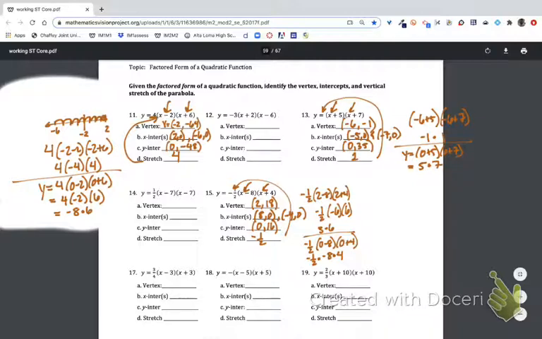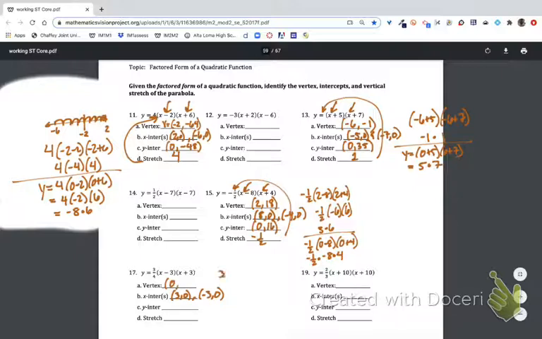One more here, because this is just that much fun. Number 17, X-intercepts, (3, 0) and (-3, 0). Halfway between negative 3 and positive 3 is 0. So I plug in 0 and see what happens.